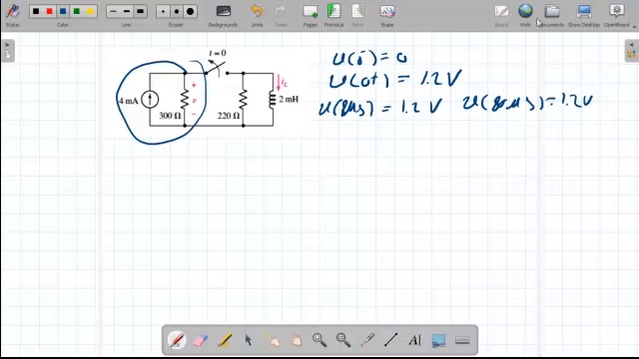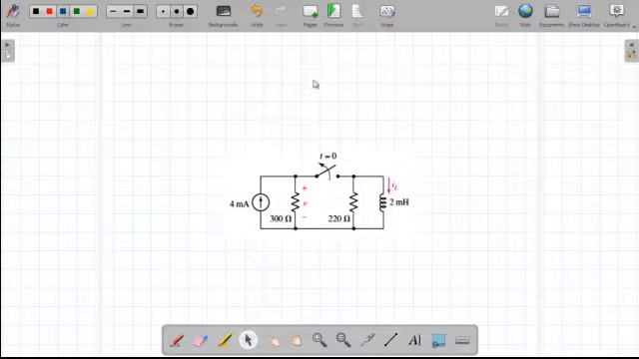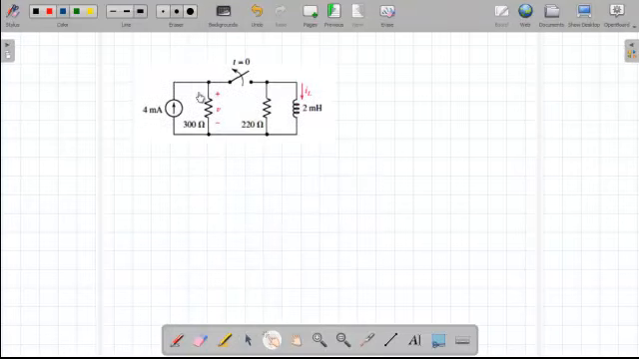Now in the second part of the question, we need to find the voltage and the energy. We are done with the voltage V, but now we need to find the energy stored in the inductor at different points of time. In order to find the energy, of course, we need to determine the current at different points of time. So we know that IL0 minus will equal IL0 plus.